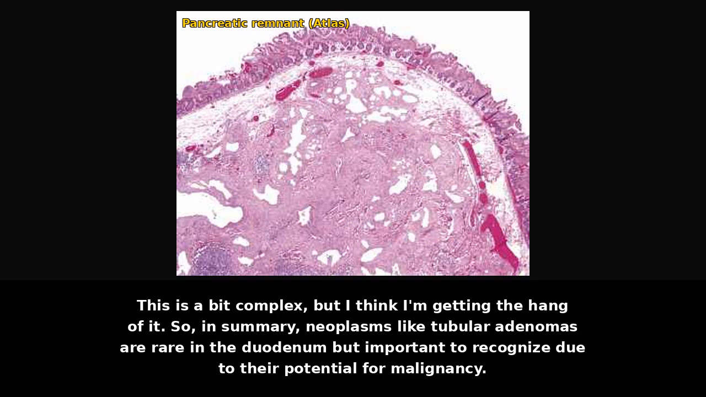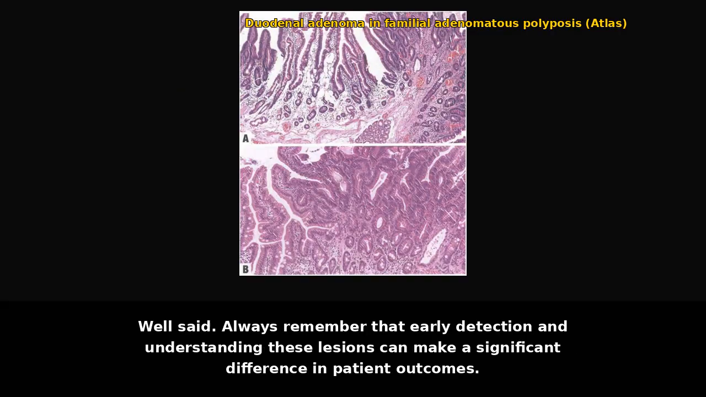So, in summary, neoplasms like tubular adenomas are rare in the duodenum, but important to recognize due to their potential for malignancy. Well said. Always remember that early detection and understanding these lesions can make a significant difference in patient outcomes.